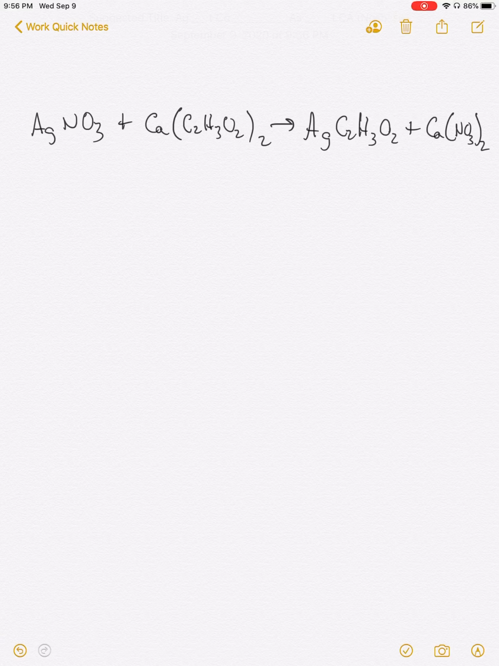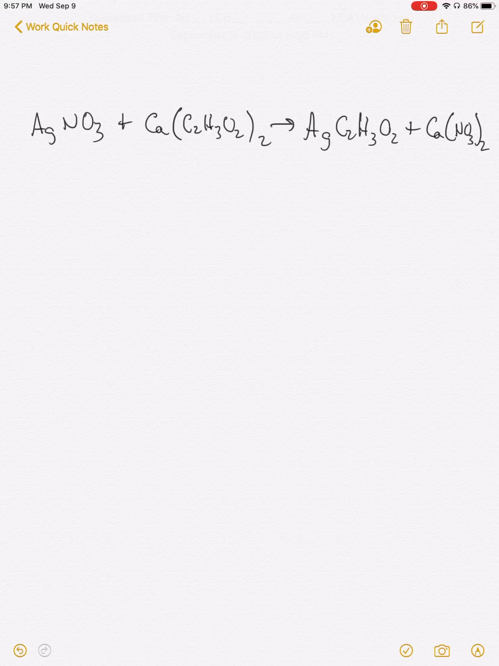Okay, now we're going to balance the reaction of silver nitrate and calcium acetate to form silver acetate and calcium nitrate. We haven't studied this reaction type yet, but this is called a double replacement reaction. And if we look at this, we can see a pattern.